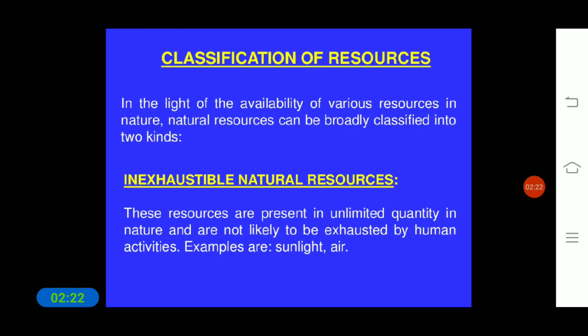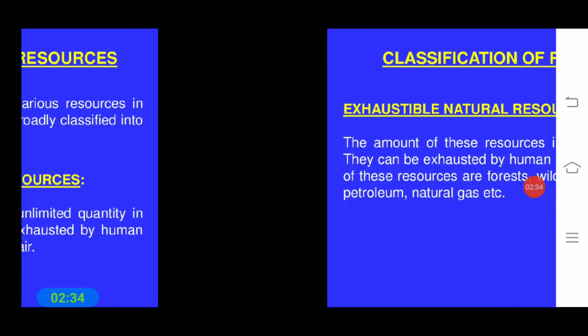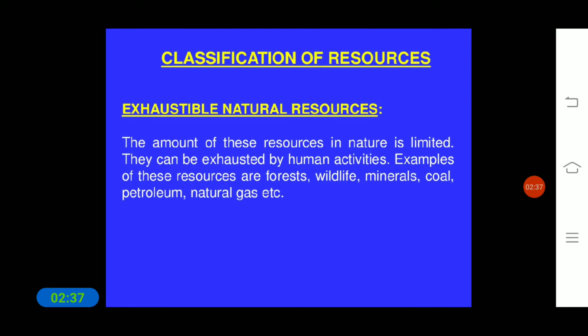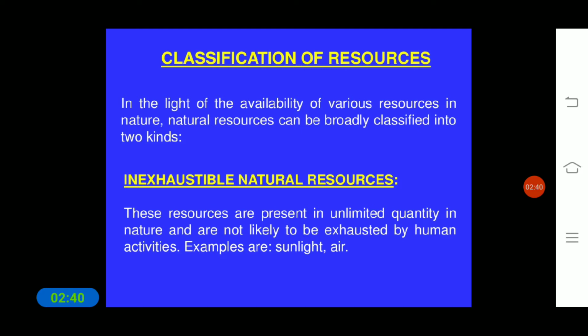In the light of the availability of various resources in nature, natural resources can be broadly classified into two kinds. One is inexhaustible natural resources and another one is what? Exhaustible natural resources. So what do you mean by inexhaustible natural resources? These resources are present in unlimited quantity in nature and are not likely to be exhausted by human activities. Such resources we call inexhaustible natural resources.